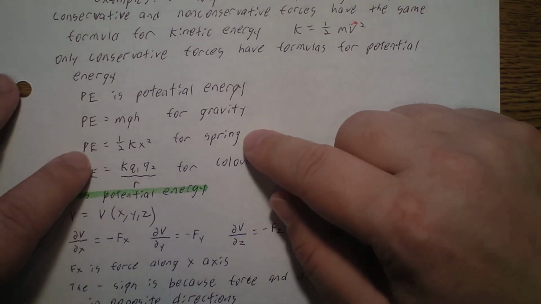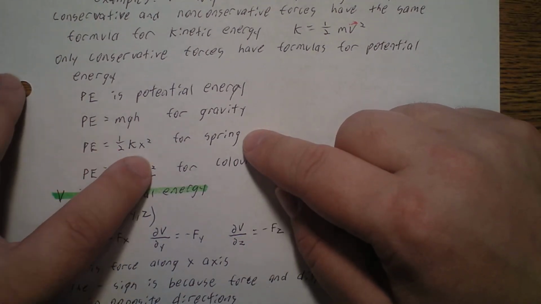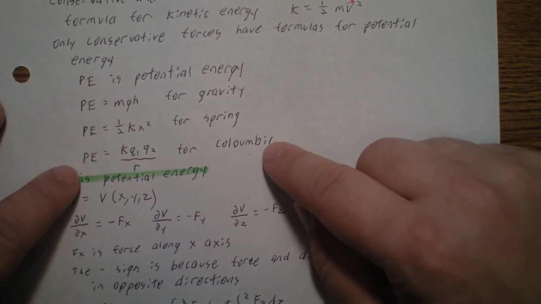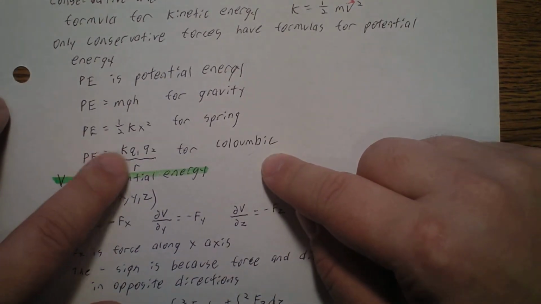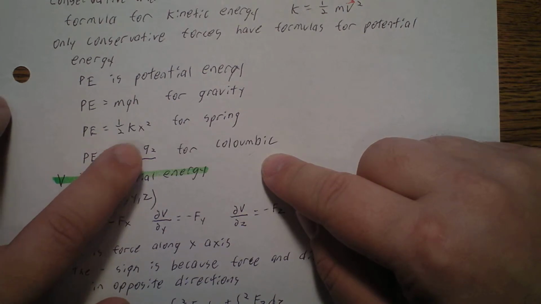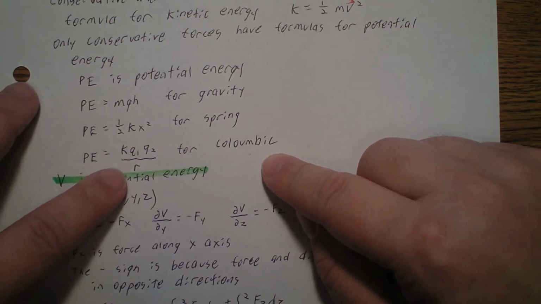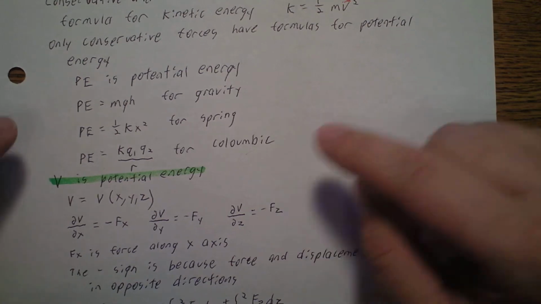Or for a spring, the potential energy is 1/2 times the spring constant times the position squared. Or for the Coulombic force, the potential energy would be a constant times the charge of particle 1 times the charge of particle 2 divided by the distance between them.